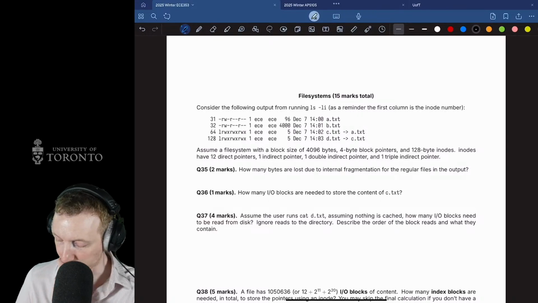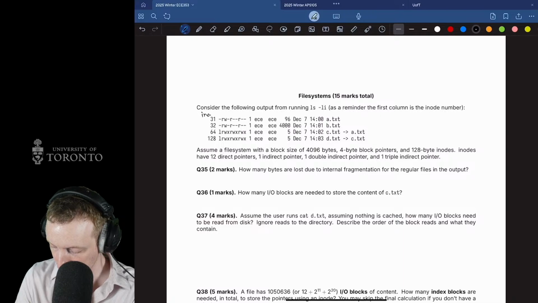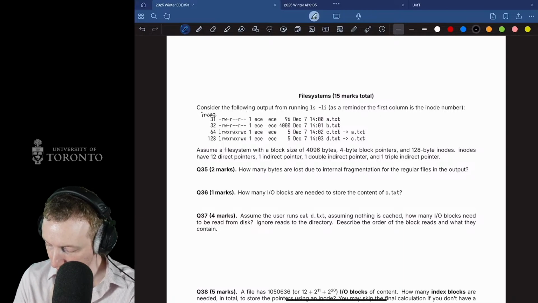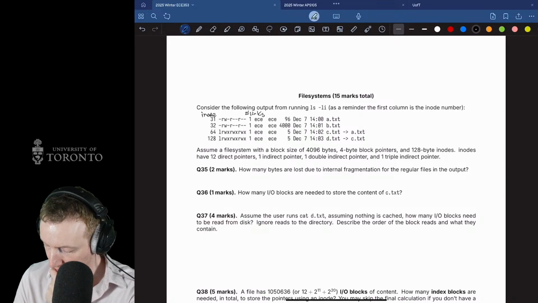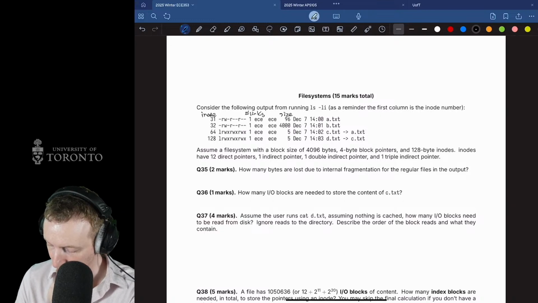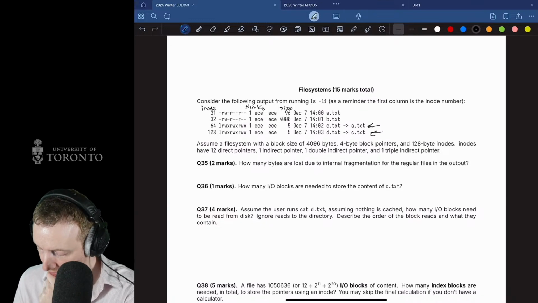So let's look at this. Consider output from running ls -li. So this gives us our inode number here, and this is the number of links. This is the size, and then these are our names. So there's 2 symlinks here, right? So there's 1 symlink, 2 symlinks.